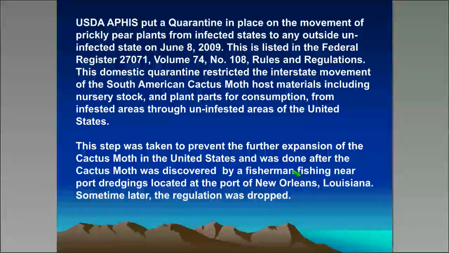So in 2009, in June, USDA APHIS put in a quarantine on the movement of prickly pear from infected states to any outside uninfected state. And this is listed in the Federal Register as 27,071 in volume 74, number 108. And the domestic quarantine restricted the interstate movement of the South American cactus moth host material.